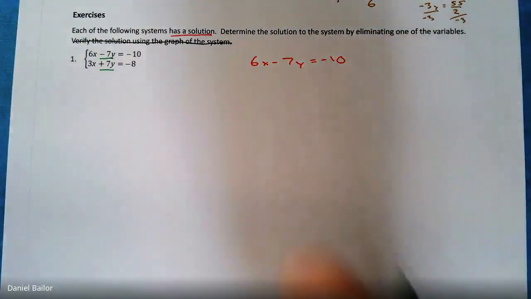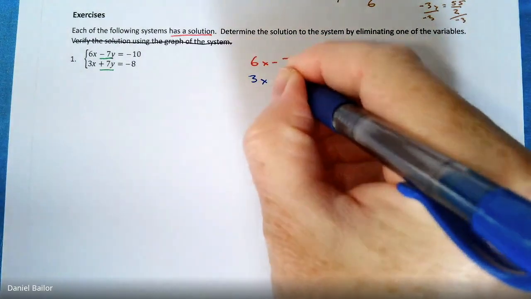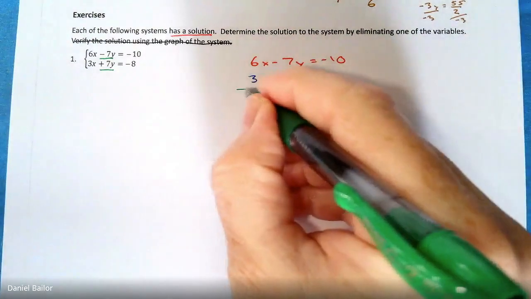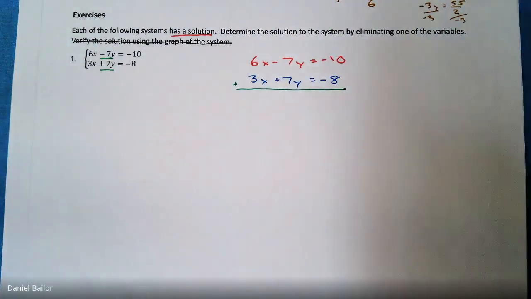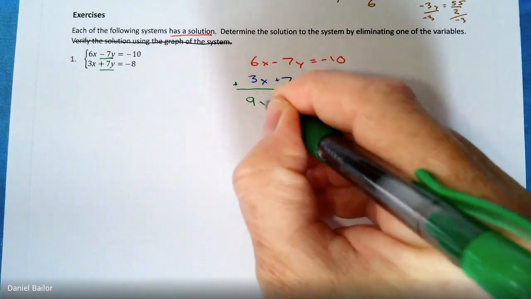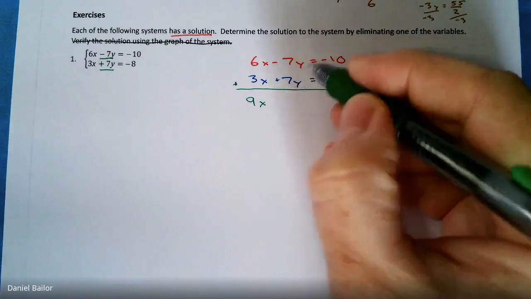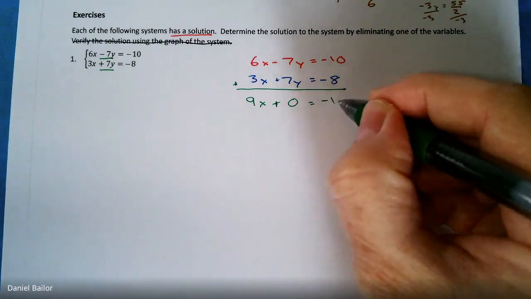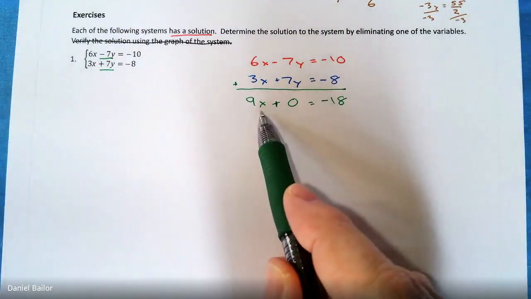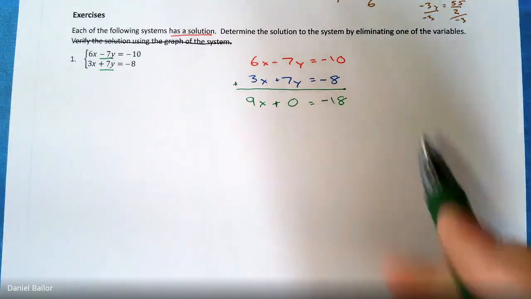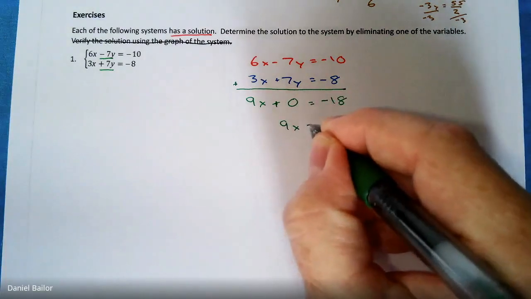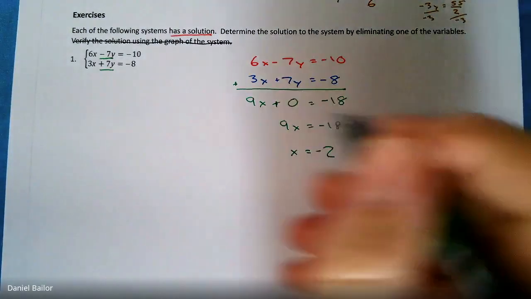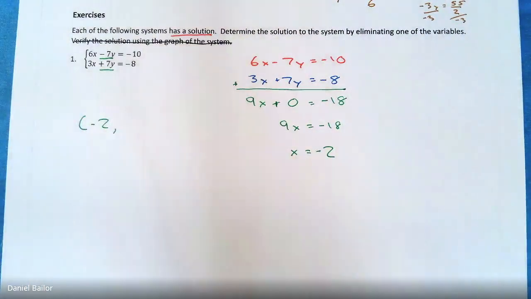And I'm going to do this one vertically. I don't know why, but I tend to like the vertical work a little bit better. You can do it horizontally if you like, but we're going to add these terms together. So 6x plus 3x is 9x. Negative 7y and positive 7y, that's 0. So we eliminated y. Negative 10 and negative 8 are negative 18. So now we only have x because we eliminated y. Let's solve for x. 9x equals negative 18. So x is going to be negative 2. So that's the first part of our solution.